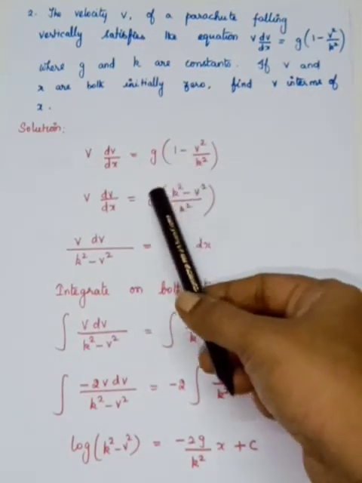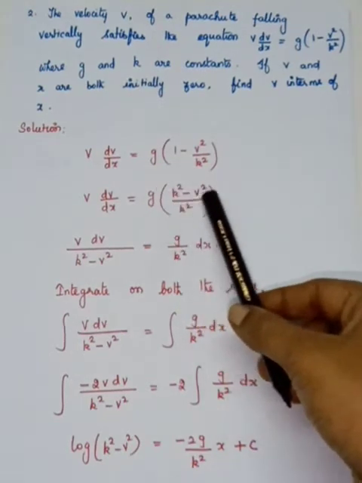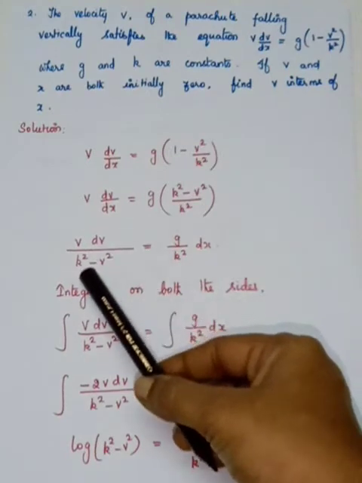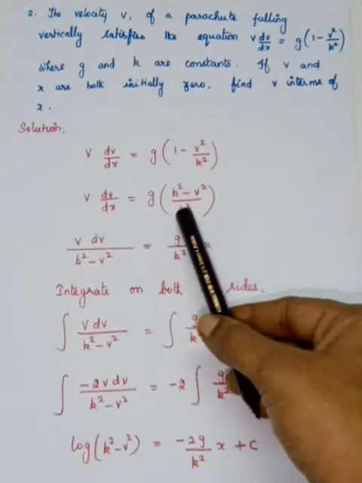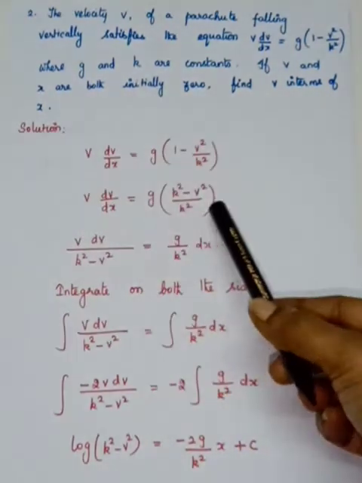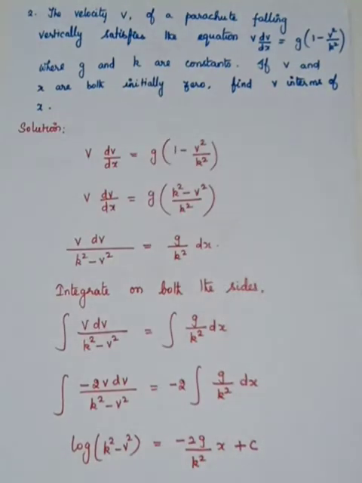And what is the v term here? It is k squared minus v squared. Bring it down to the left side. So v dv by k squared minus v squared is equal to, what is remaining? g by k squared. And the dx here, if you bring it to the right side, it will be in the numerator. So g by k squared into dx. So on the left side fully v terms, and on the right side you are having x terms. So integrate on both the sides.